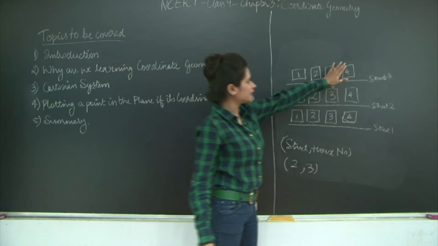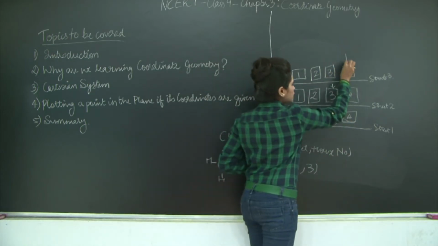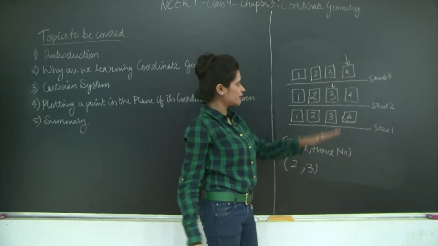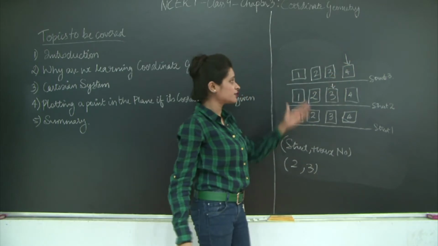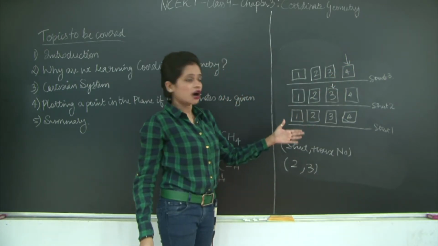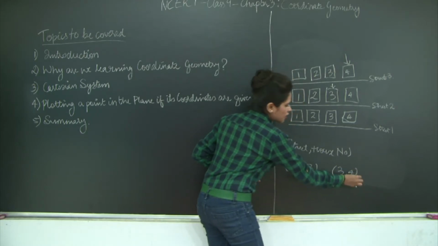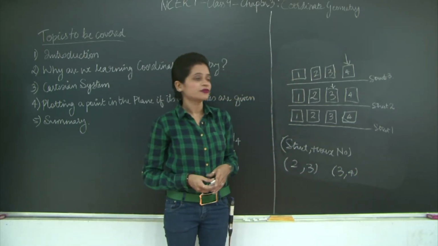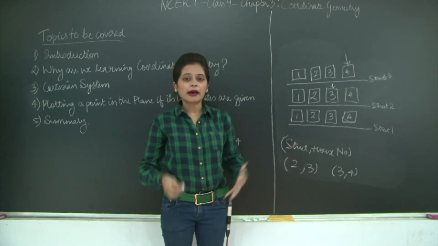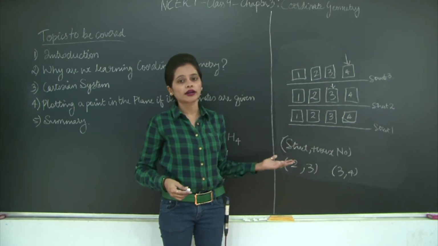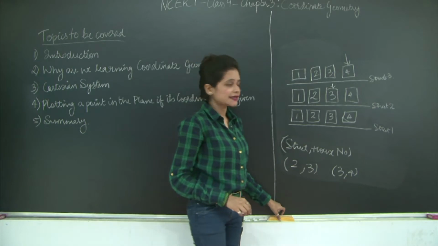Similarly, if your friend stays here and you want to reach him and he's just given you the address as street 3, house 4, don't you think you can easily reach him? So this is one of the examples in our daily lives that uses coordinate geometry. Let us look at another example.